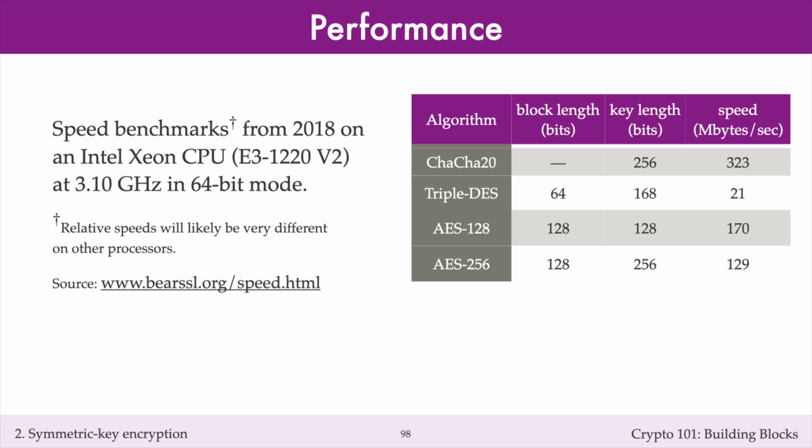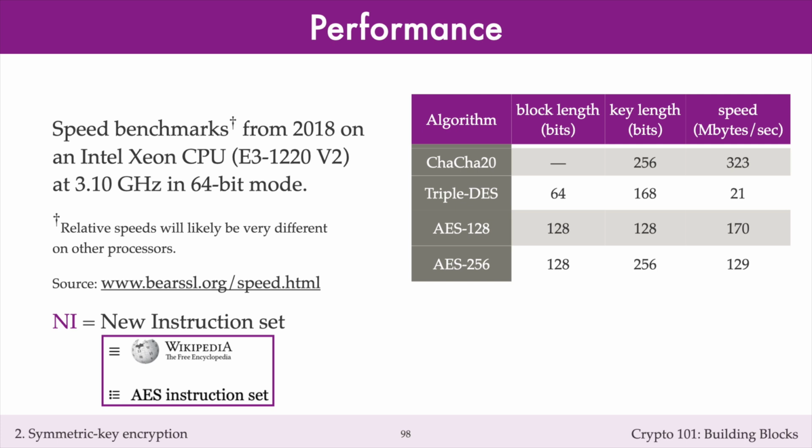Here are some performance numbers for ChaCha20, Triple DES, and AES. The numbers are from a 2018 implementation on a particular platform. One can see that Triple DES is significantly slower than ChaCha20 and AES, and ChaCha20 is faster than AES. However, many processors, including those from Intel and AMD, now have special instruction sets for AES operations. The instruction set is called AES-NI, NI standing for New Instructions.